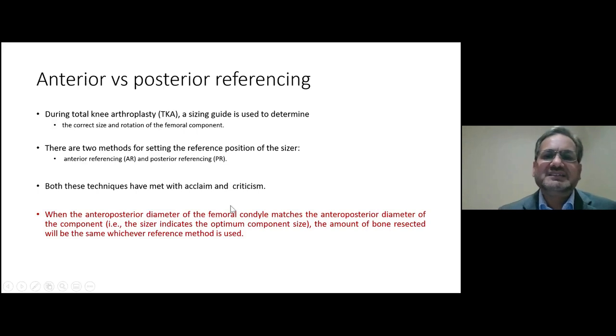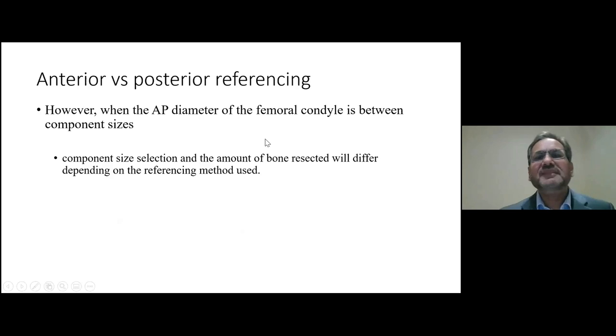I wrote in red: when you're doing the femoral sizing, if your measurement matches the AP diameter of an available component, say size 5, then it doesn't matter whether you use anterior or posterior referencing, you're cutting the same amount anteriorly and posteriorly over the femur. However, if the AP diameter of the femoral condyle is in between sizes, say between 4 and 5, then using different referencing will cut a different amount of bone anteriorly and posteriorly. It all depends on which referencing technique you use.